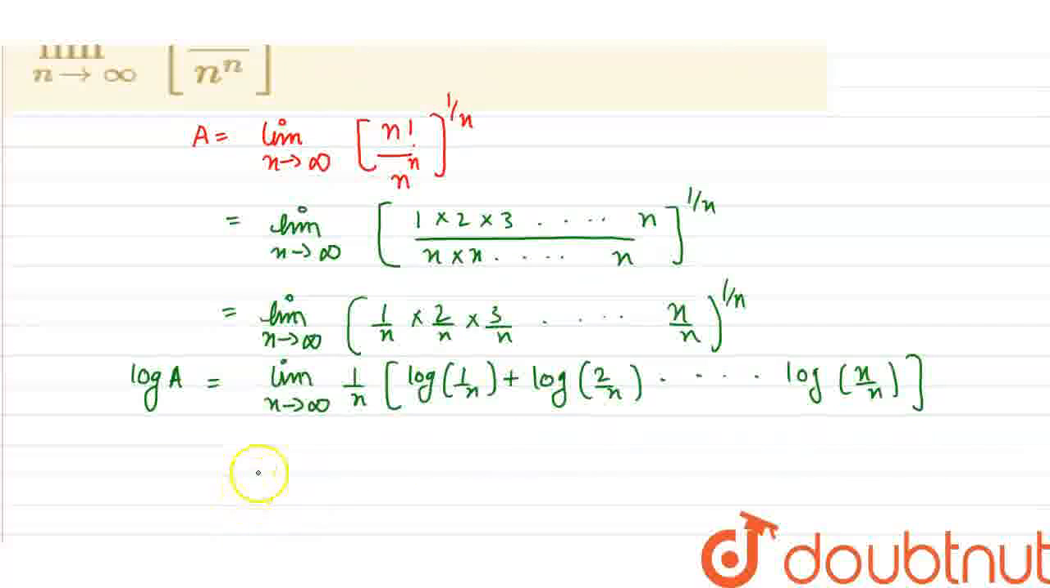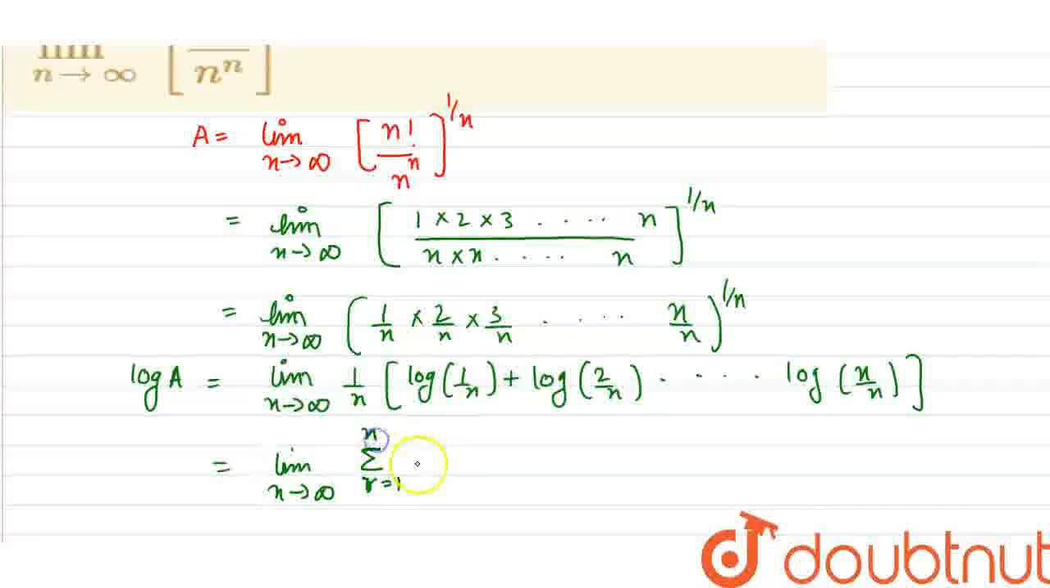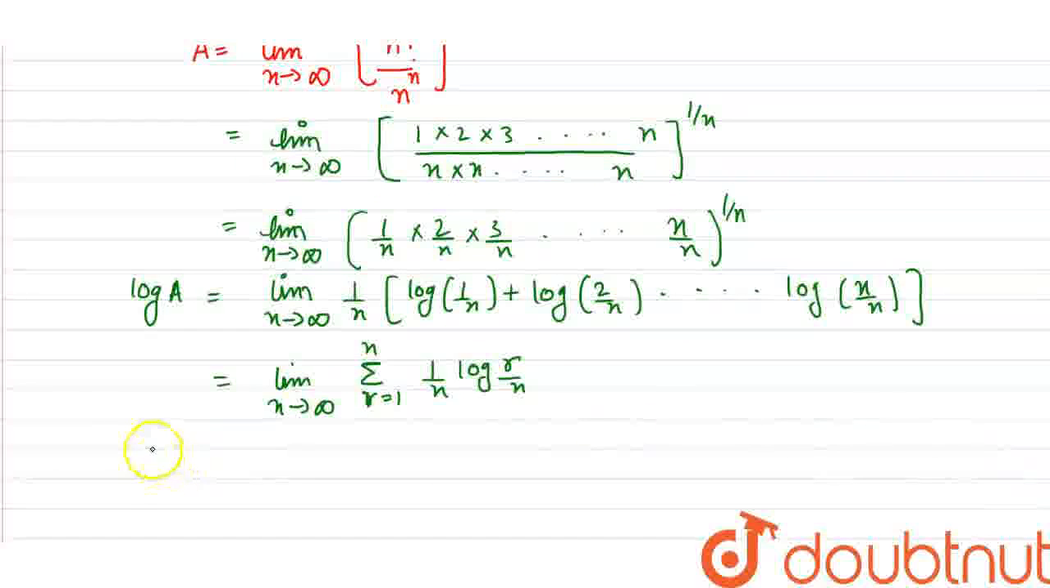So now we are going to take the summation for further simplification. So limit n tends to infinity, and here it is summation of r equal to 1 up to n, where 1 by n, because we already took it outside, and it is log of r divided by n, right? So guys, now we are going to find the integration of this thing.